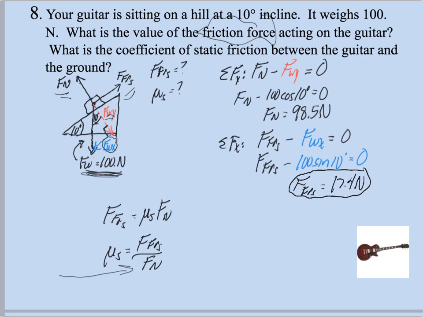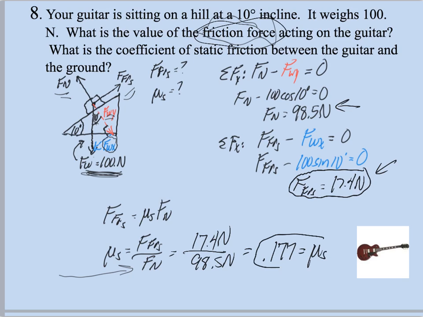And that is one of the things they ask us to find up here, right? Do I have enough information now to find the coefficient of friction? Well, I know normal, and I know friction force, so I'm good. So plug and chug now: 17.4, which is the friction force I solved for, divided by 98.5, which is the normal force that I solved for. And I end up with a coefficient of friction of 0.177. And that is my coefficient of static friction.